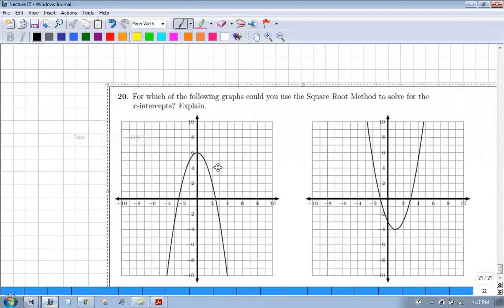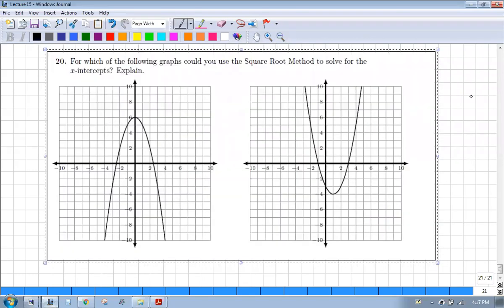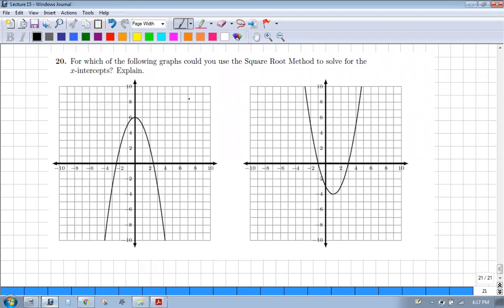All right, here's the graph of two functions. For which one can you use the square root method? This one, because it's centered right here on the y-axis. This one over here, b is 0. Over here, this one is shifted. B is not 0, so no, you can't use it.